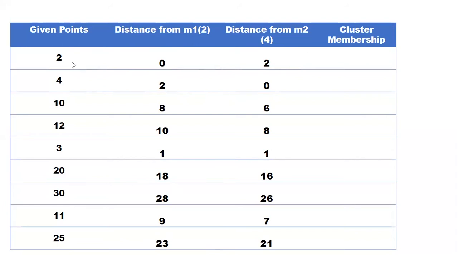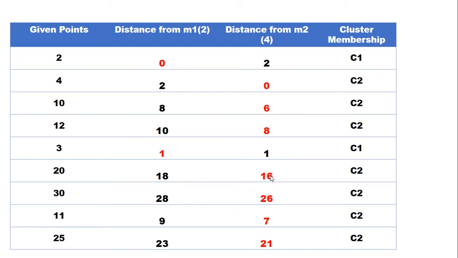Now assign each point to the nearest cluster. In this case, this is the shortest distance, so it is assigned to C1. 4 is assigned to C2, cluster 2. 10 is closer to the second cluster, so assigned to cluster 2. 12 has the shortest distance to cluster 2, so assign 12 to cluster 2. 3 has equal distance to both the clusters, so we can assign it to any one of the clusters. Let us assign it to the first cluster.